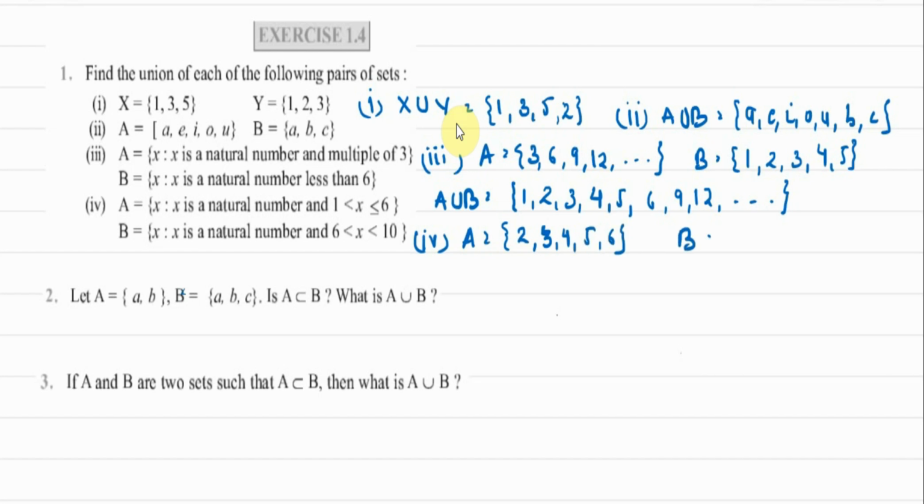Next we have set B. It says x is a natural number and x lies between 6 and 10. So 6 and 10 both will not be included because there is no equality sign there. Okay, so we'll have the elements as 7, 8 and 9. So A union B will be, we start writing the elements of the first set 2, 3, 4, 5, 6. Then we have 7 from set B, 8 and 9. This becomes our A union B.